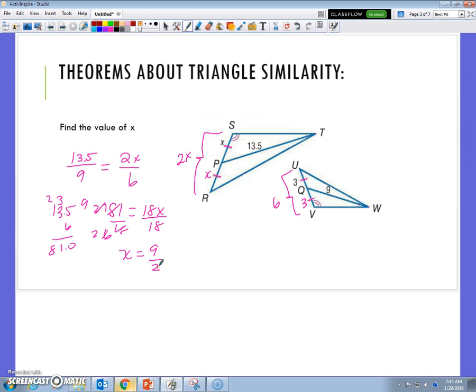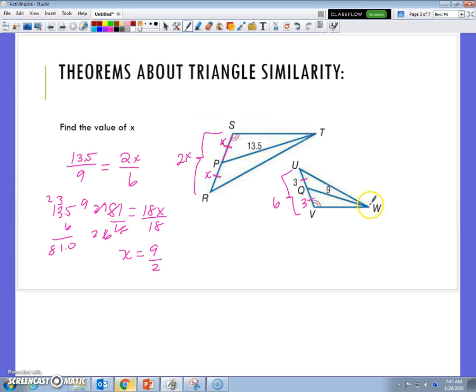So I don't need to plug the 9 halves in anywhere. The 9 halves doesn't represent this whole side, it just represents x, and x is the part we're looking for, so I know that my missing side length would just be 9 halves. Okay, my missing segment length, SP, would just be 9 halves. So very, very similar to yesterday.